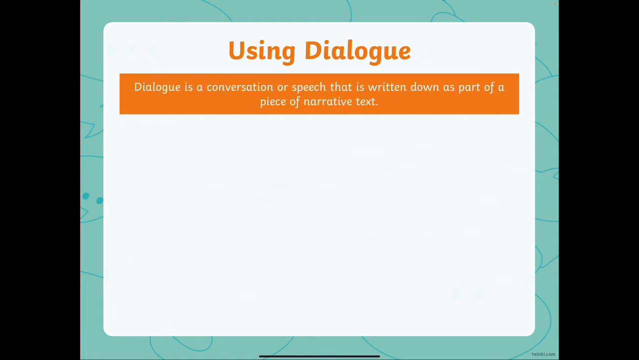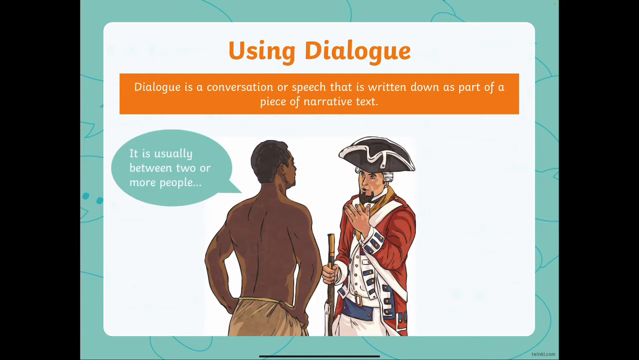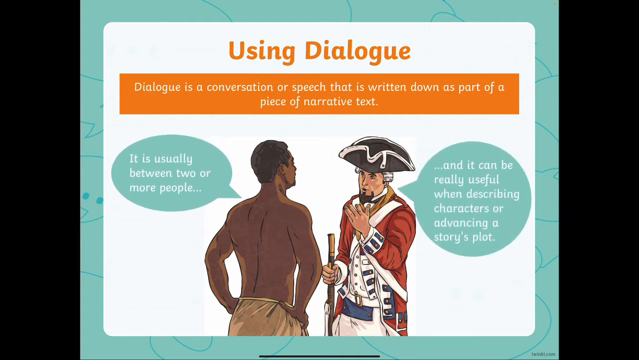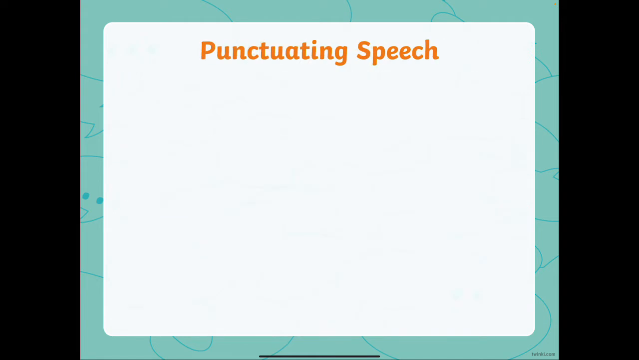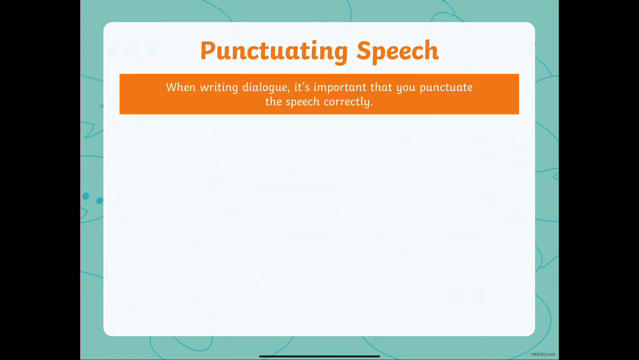Dialogue is a conversation or speech that is written down as part of a piece of narrative text, so part of a story. It's usually between two or more people, and it can be really useful when describing characters or advancing a story's plot. Okay, when we punctuate speech, it's important that it's punctuated correctly. Okay, so you could use inverted commas or speech marks to indicate that speech is happening.